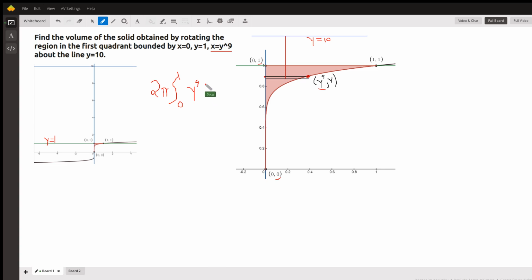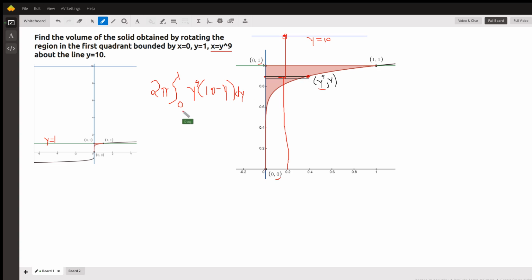But we're going to multiply that by the average radius, which is the distance from the axis of revolution to the center of the shell. And since that's a vertical distance, it's the y coordinate at the top minus the y coordinate at the bottom. Of course, the y coordinate at the bottom is just this distance right here, which is y. So 10 minus y, dy. There's the setup of the definite integral.